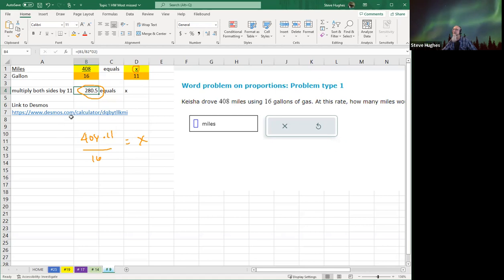Okay, you can also click the link to Desmos if you like. In the Desmos calculator, I've set up the same exact question. They're giving you a couple of different options to complete this question. And once again, this is a word problem using proportions.